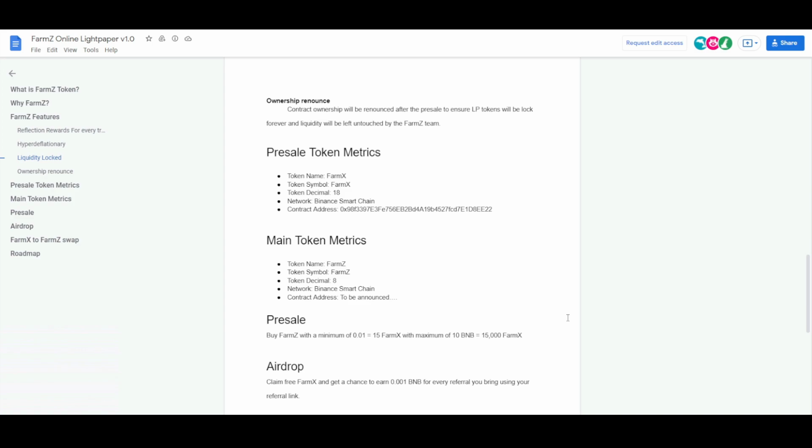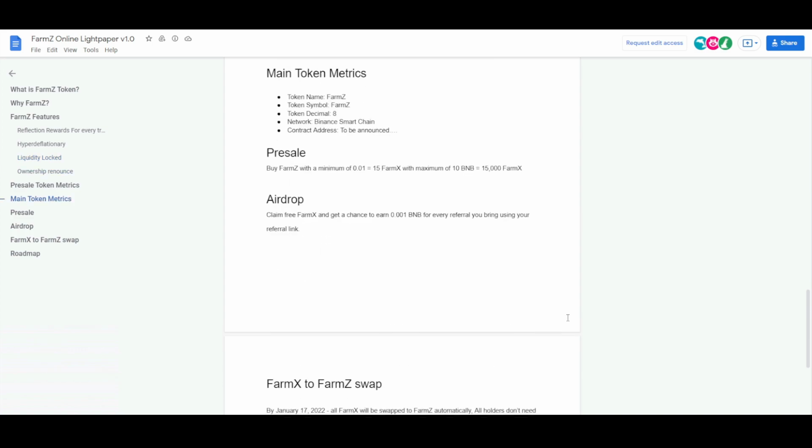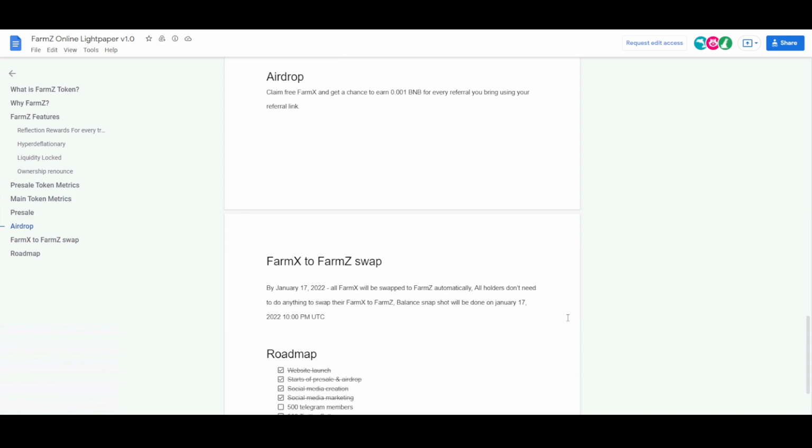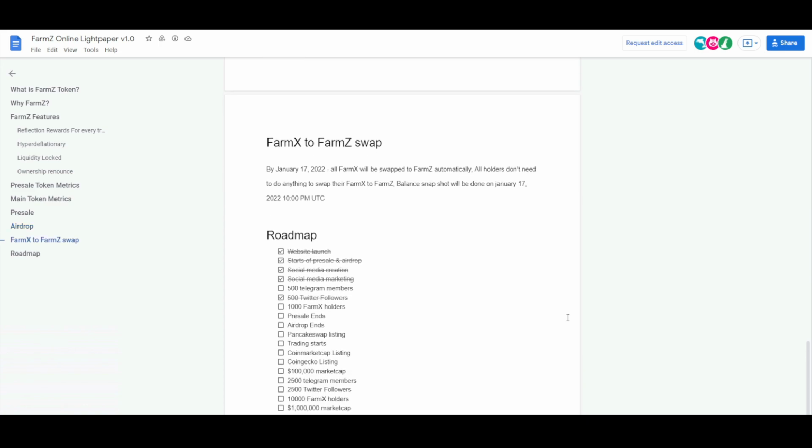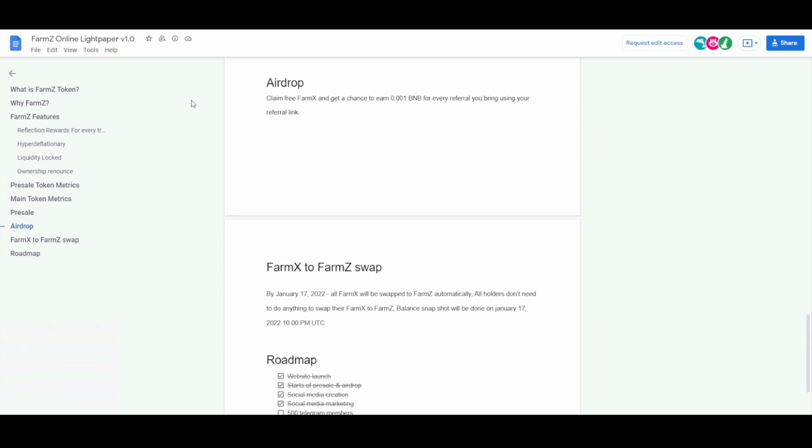Hyperdeflationary. For every transaction, whether it's a buy, sell, or transfer, liquidity will be locked. Liquidity will be locked through DEX tools for a considerable length of time to guarantee token growth and to build confidence among investors.